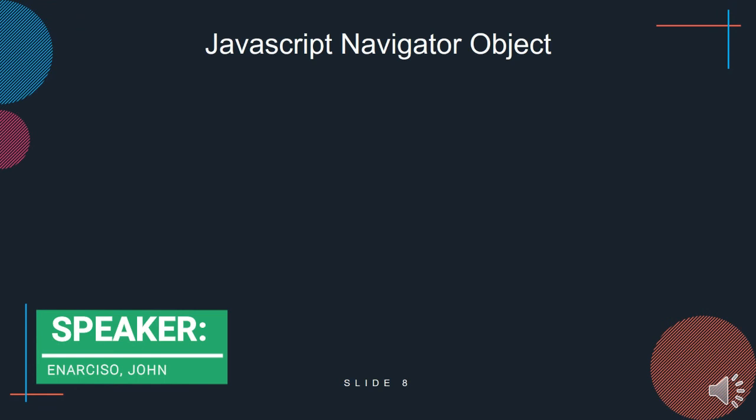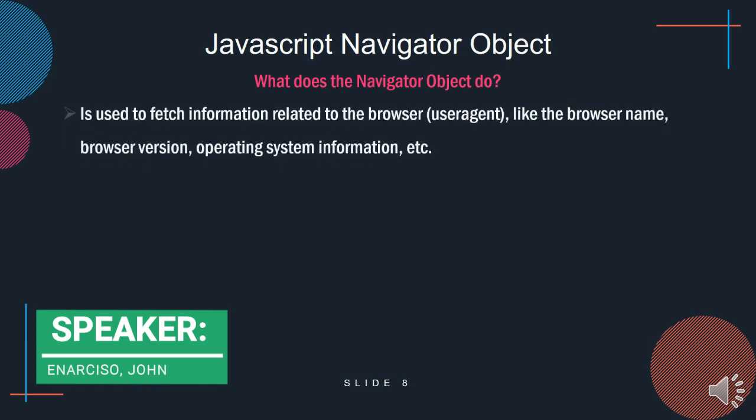So now, let's talk about the Navigator object. What does the Navigator object do? The Navigator object is used to fetch information related to the browser, a user agent, like the browser name, browser version, operating system information, and etc.